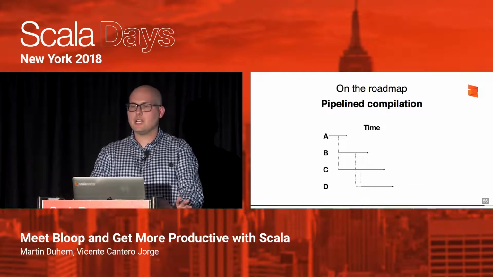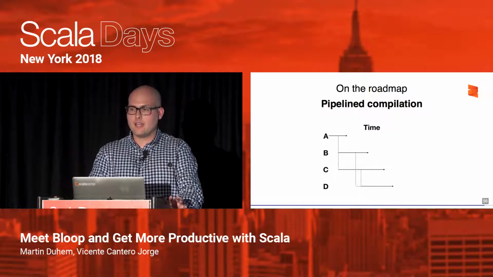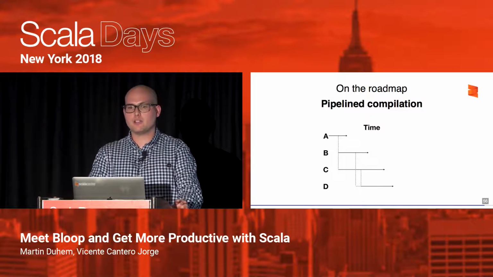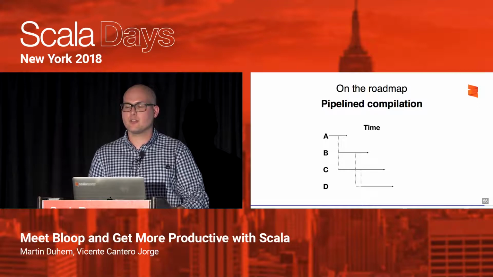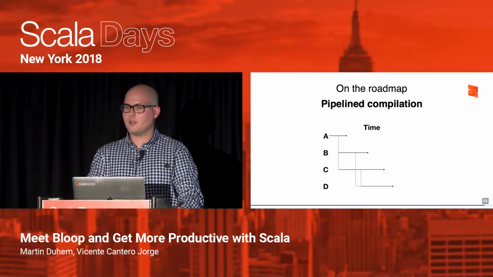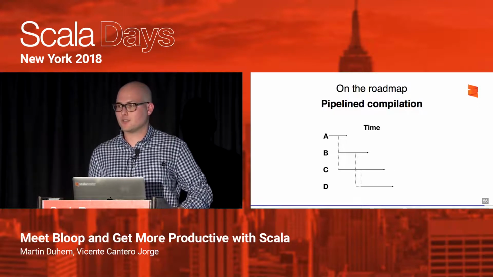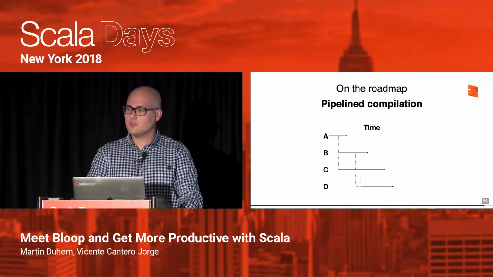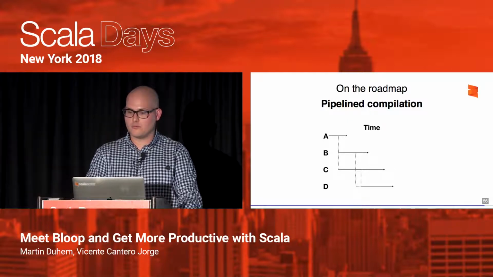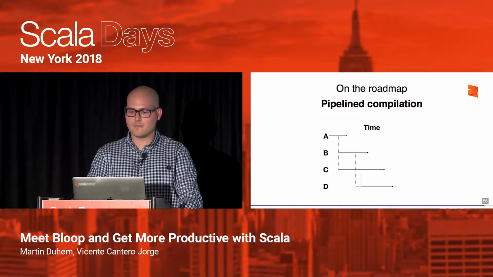So pipeline compilation is a technique by which we can start a compilation of dependent modules before the compilation of A has finished. And we can do that by exploiting some properties of the compiler. In this case, they are called the Scala signatures that are generated after type checking. And we can use those and pass them around to whatever compiler instances will compile B and C.